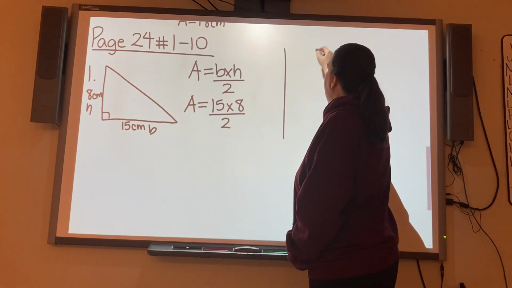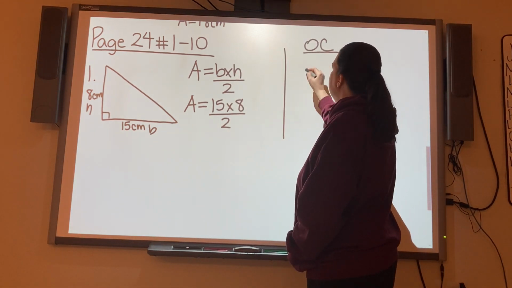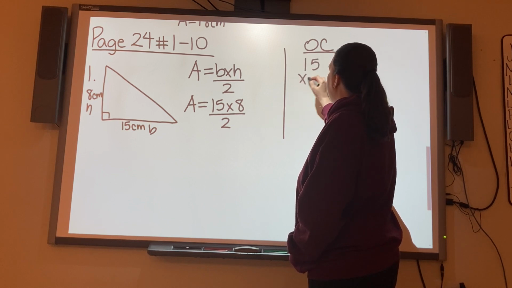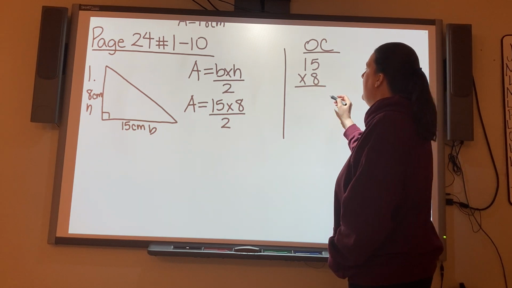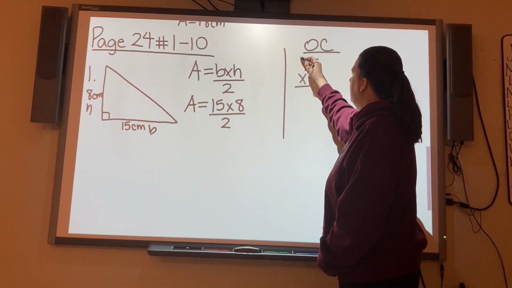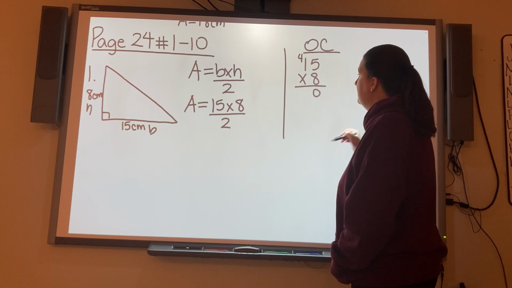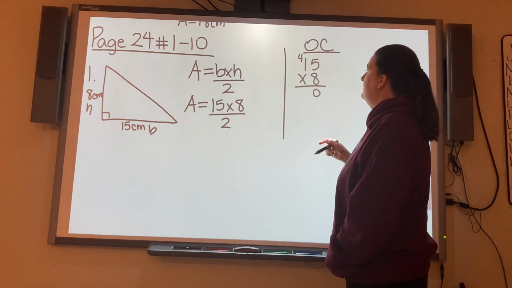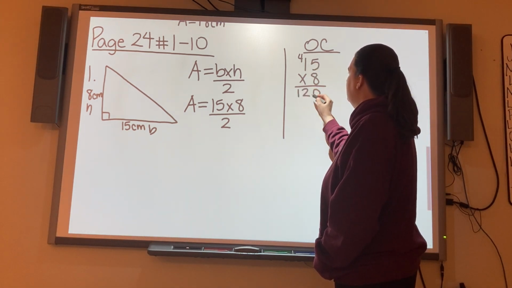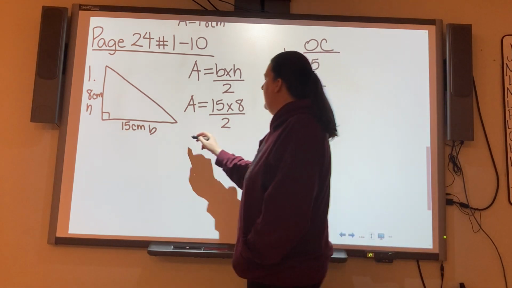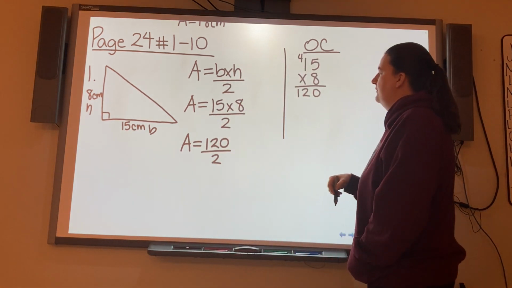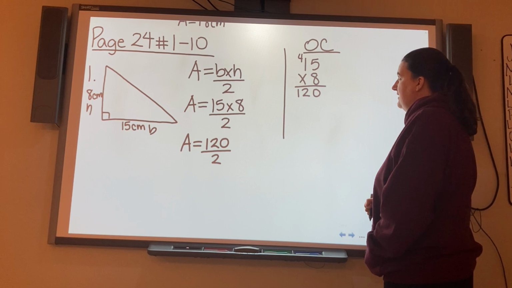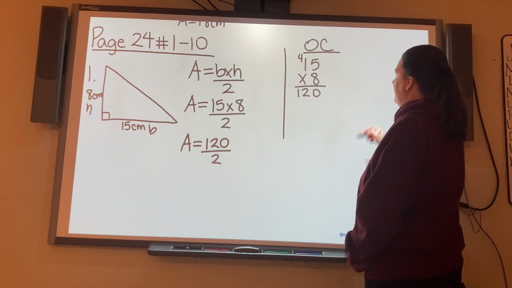All right, so outside calculation, we've got 15 and we need to multiply it by 8. 8 times 5 is 40, carry your 4. 8 times 1 is 8, plus the 4 that you carry is 12. So I have area equals 120 divided by 2. So one outside calculation done, next one, dividing.